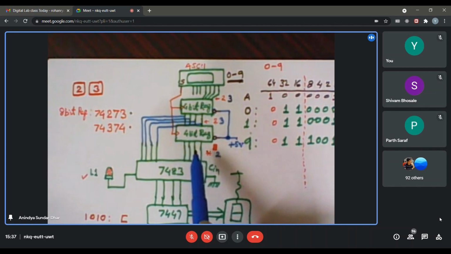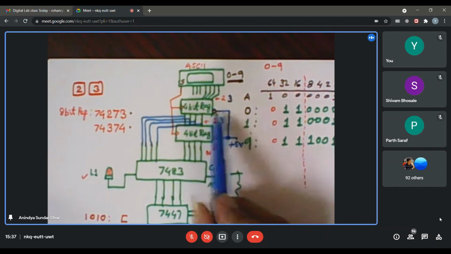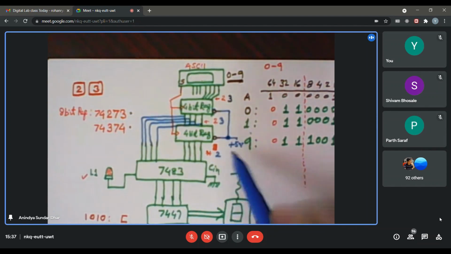It will remain at the reset state. All the outputs will remain 0, 0, 0, 0. So just to avoid that, I have tied them together and made it logic high. That's all. Okay, sir, got it.